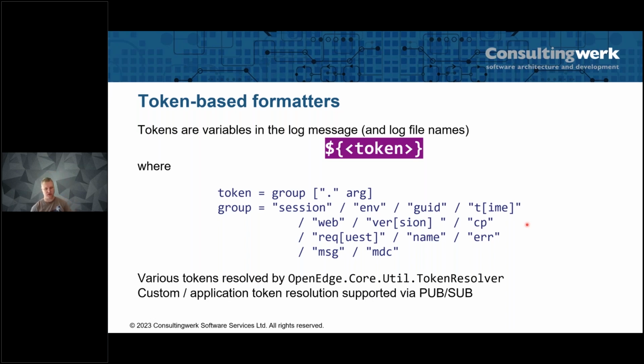These tokens are resolved by a class called the token resolver. It's a static class, so it's got a bunch of static methods on it that resolve general strings, resolve individual things, resolve name, resolve time, whatever it might be. A whole bunch of things. You can also plug into that. It's got a pub sub mechanism, or a strongly typed event, that you can hook into so you can resolve your own token. So if you've got a token that's specific to your application, you can plug into that and say, I'm going to do something with that. It can be quite handy.